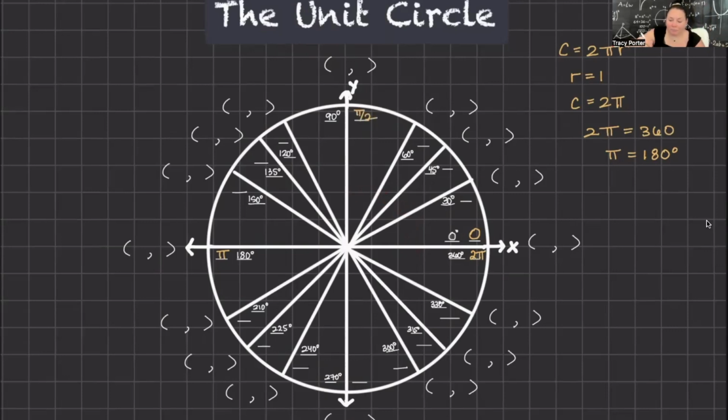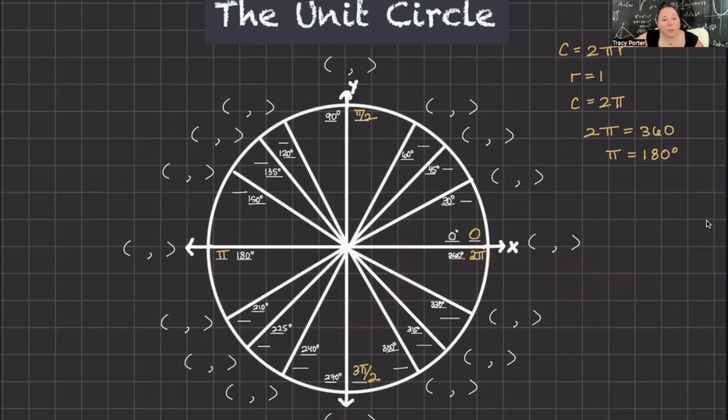So this distance would be pi over 2, which is 90 degrees. And now if we know this is pi over 2, then this is going to be 2 pi over 2. But you can simplify 2 pi over 2 to just be pi. So if we go around another distance the same, this will be 3 pi over 2. So down here at the bottom where you see 270 degrees, that's going to be 3 pi over 2. And then of course, if you went another distance, you would be at 4 pi over 2. But we know 4 pi over 2 is the same as 2 pi, which puts us there.